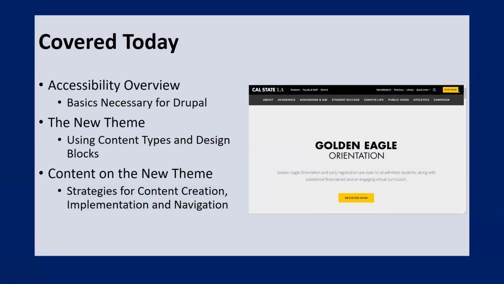Today what we're going to cover includes accessibility. So this is going to be a nice little overview, and it's going to include all the basic needs for you to start working with the new content types in Drupal. After accessibility, we're going to dive into the new theme and how to use all the different design blocks, how to use the content types. So that's going to be fun. And last but not least, we're going to focus on the content that you may want to put on the new theme. So this means that we'll cover strategies for that content creation and then how to implement your navigation.